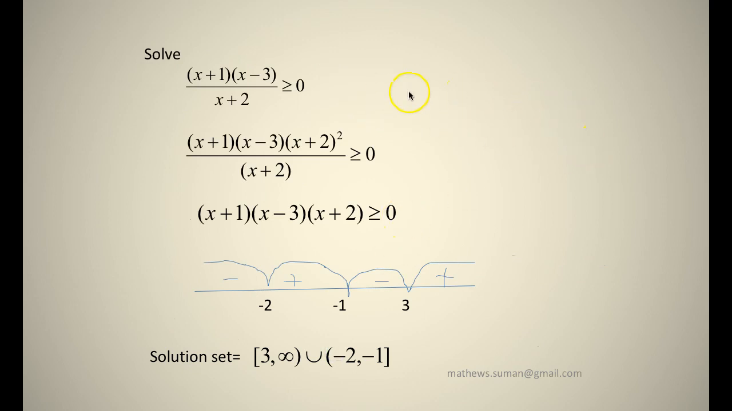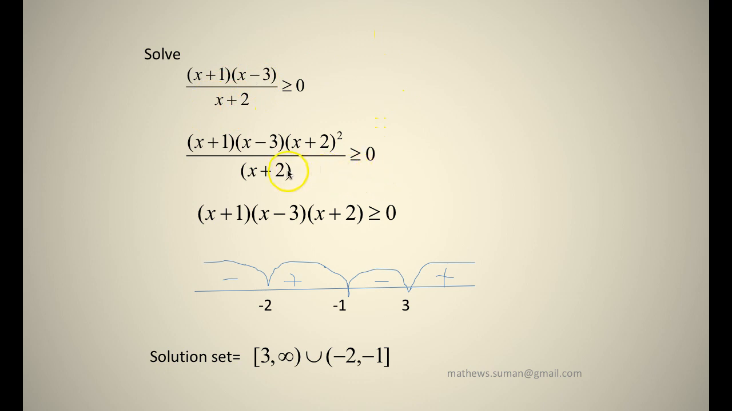Next, we have a rational function: solve (x plus 1)(x minus 3) by (x plus 2) greater than or equal to 0. A common mistake which students would make is to cross multiply, but we need to remember that we have an inequality here. So when we cross multiply, we are not sure if x plus 2 is positive or negative. If x plus 2 is negative, the sign changes.